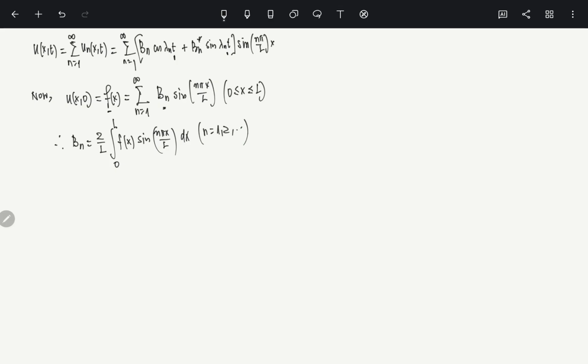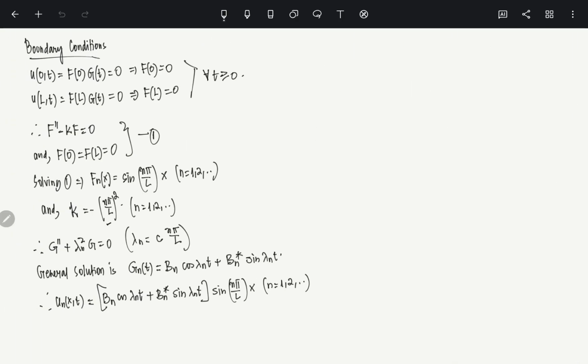These are the b_n's. Now you also remember that the solution has to satisfy the initial velocity, right? We got the b_n's. Now we just have to find b_n star. So how do you find b_n star? It is given that del u del t evaluated at t equals 0. Remember, where is this condition?